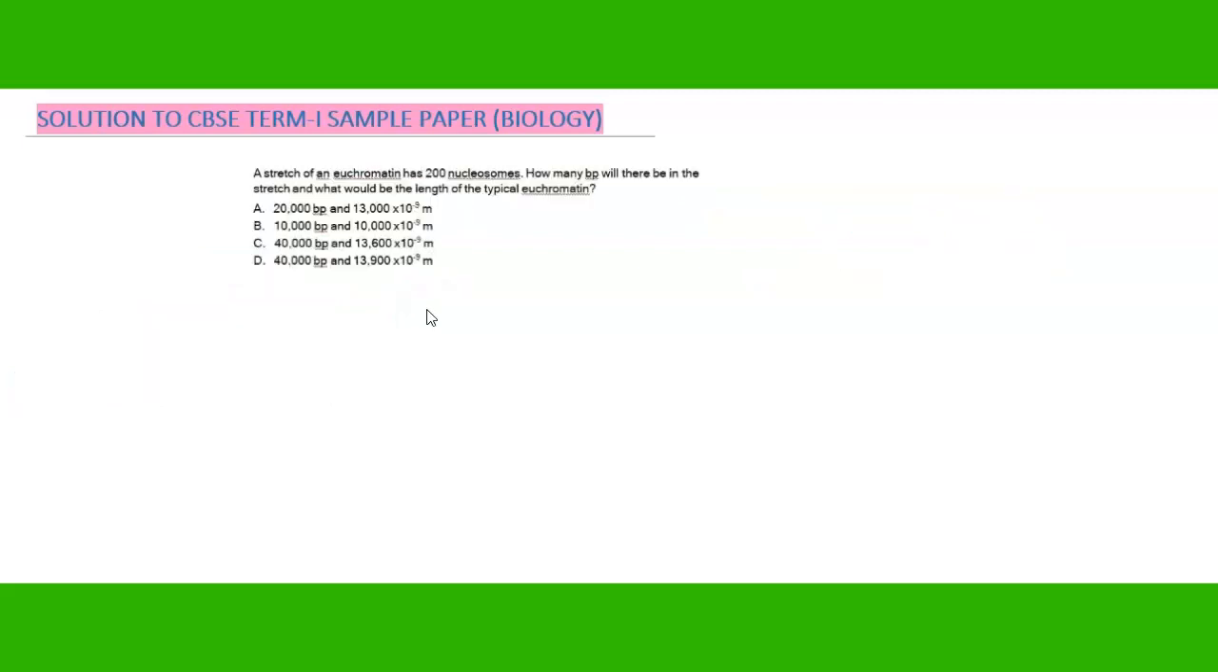This is our next question. It looks as if it is very, very difficult, but the conclusion is very easy. They are asking: a stretch of euchromatin has 200 nucleosomes. How many base pairs will there be in the stretch and what would be the length of the typical euchromatin? Now you must know that one nucleosome includes 200 base pairs of DNA. How 200? 146 are included in the core plus 54 in the linker DNA. That means overall 200 base pairs are included, right?